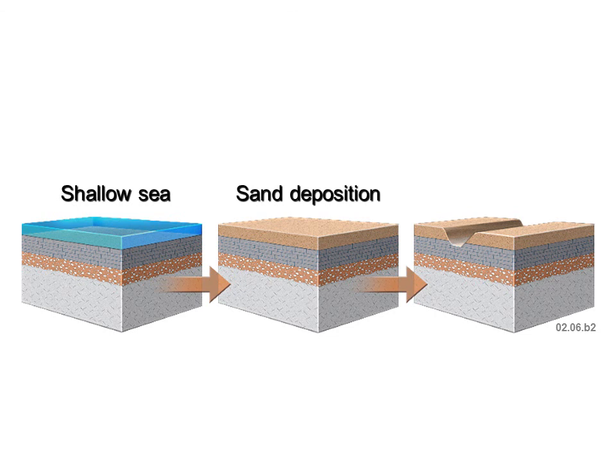Then the environment changes. So let's say the ocean goes out, it recedes, and now we have a beach where we used to have shallow sea. So on that beach we're going to get a thick layer of sand deposited. So that's why this middle one is sand deposition. And then the last one is erosion.